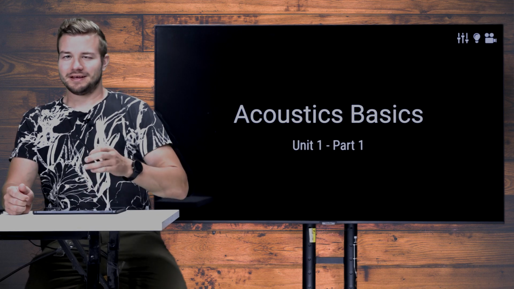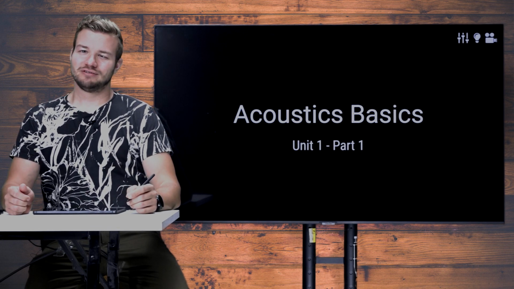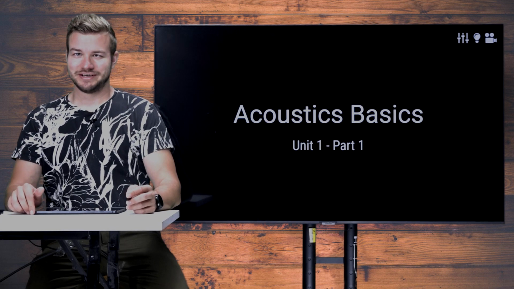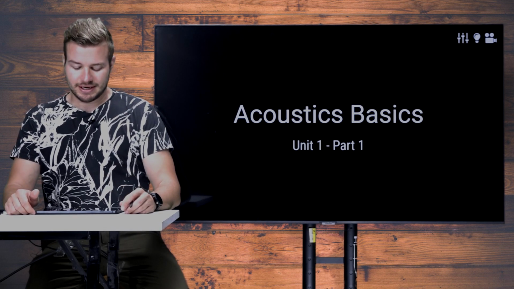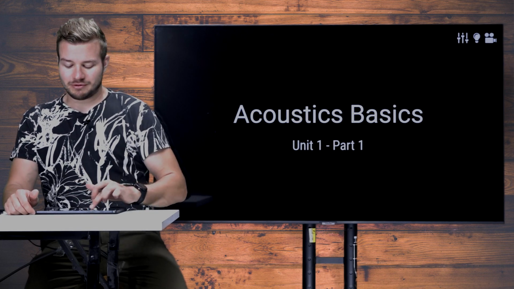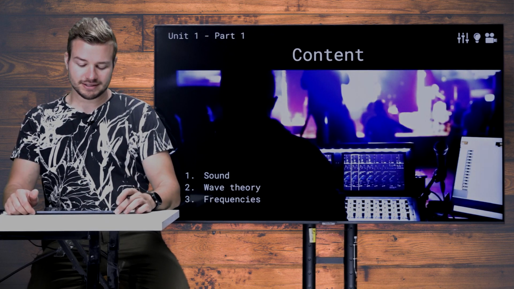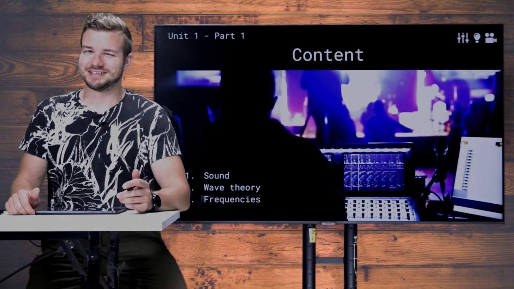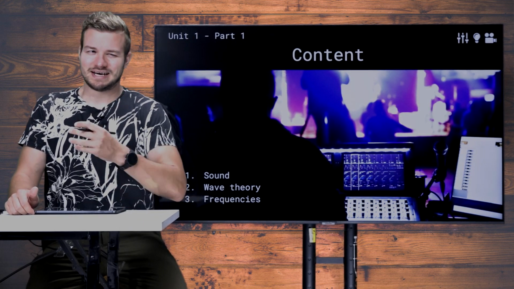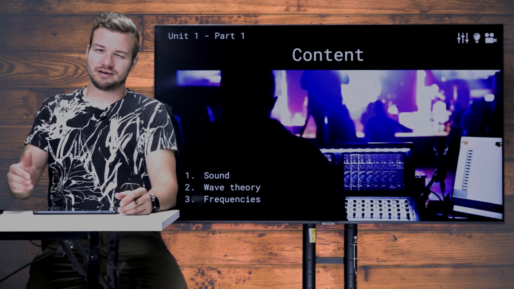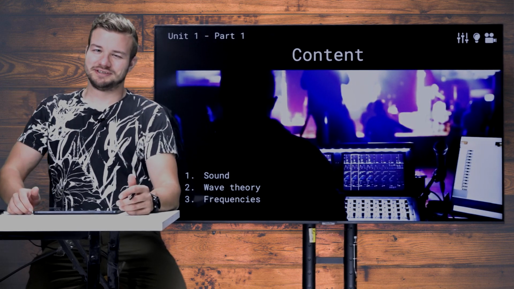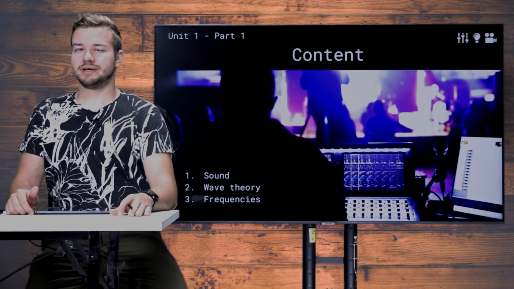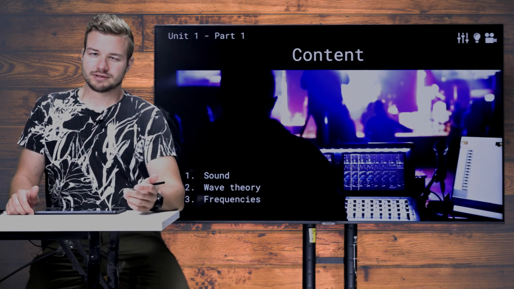So I'll quickly give an overview of the content of the first unit. The first unit has two parts. Part number one contains the following content. We will start to talk about what sound actually is. How does a sound wave exist in the air? What happens when it reaches our ear, and what does it basically do to our brain? So we'll really go down to the basics and talk about what sound is.